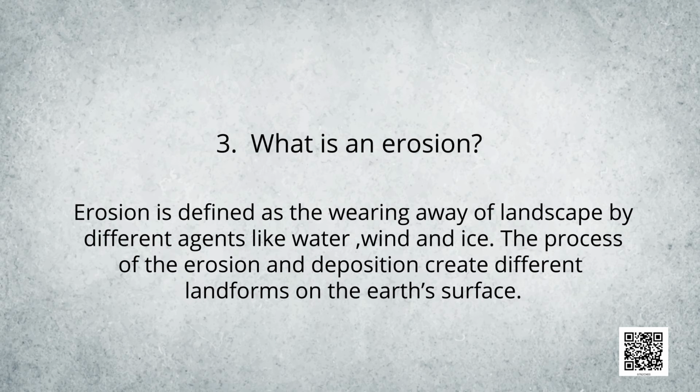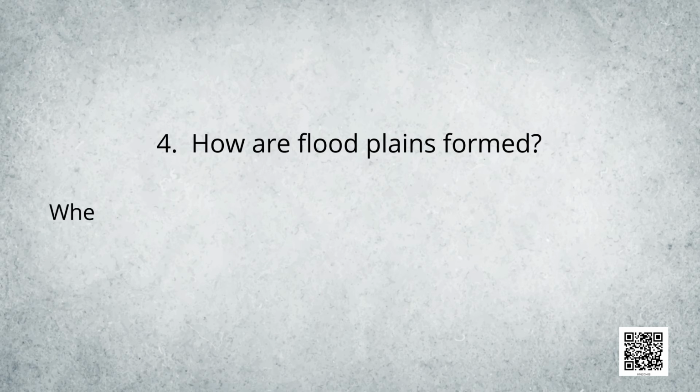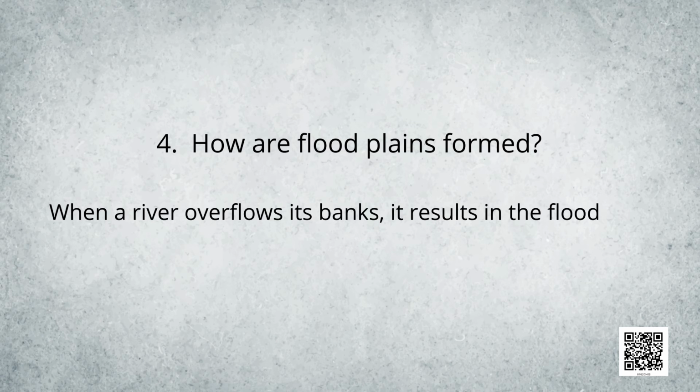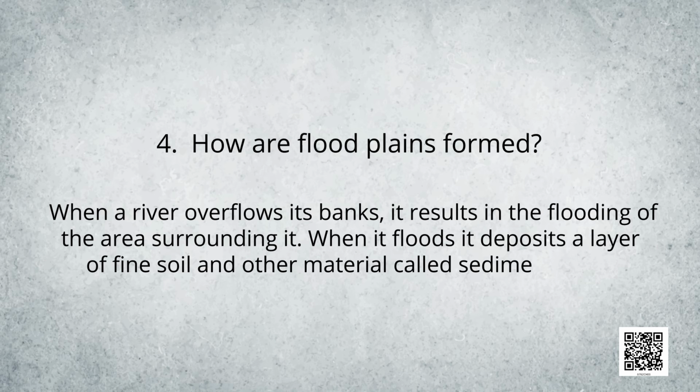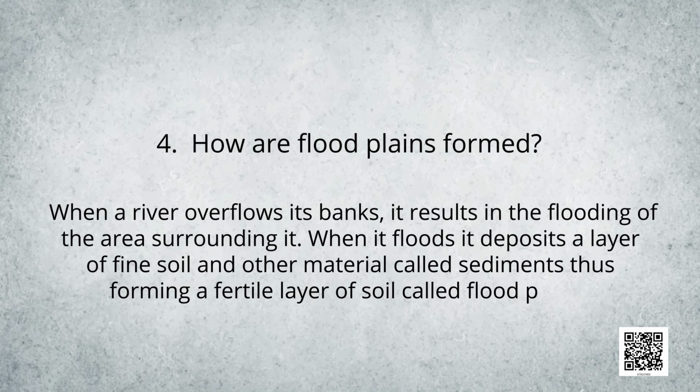So my dear children, your next question flashes the screen now. How are flood plains formed? Correct. When a river overflows its banks, it results in the flooding of the area surrounding it. When it floods, it deposits a layer of fine soil and other material called sediments, thus forming a fertile layer of soil called floodplains.